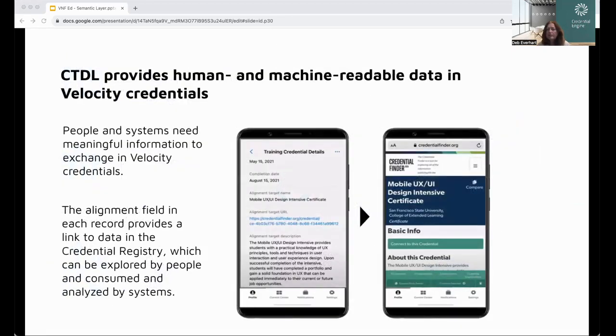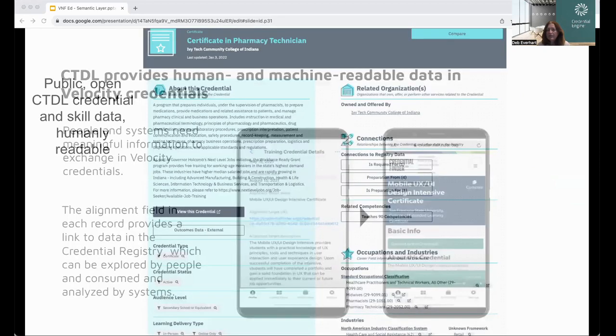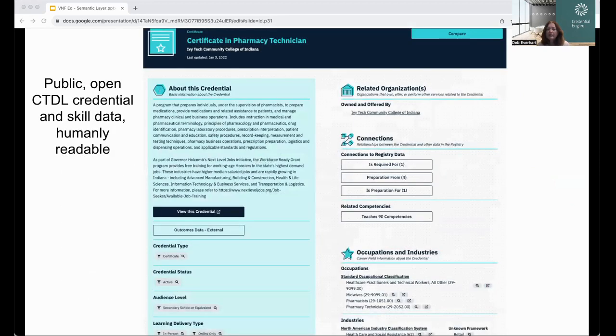Credentials on the Velocity network contain CTDL that adds a semantic interoperability layer for the meaning of the credential. This is accomplished through a simple link, and that link goes to rich data in the registry using the globally unique CTID identifier. This link is human and machine readable. Here's a concrete example of CTDL data for a credential in the registry. You can see here a straightforward, humanly readable set of web links using CTDL.